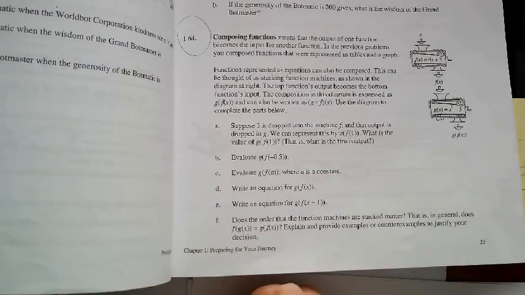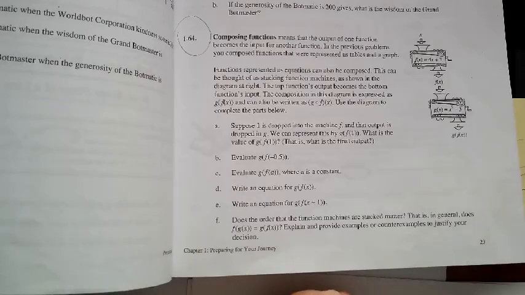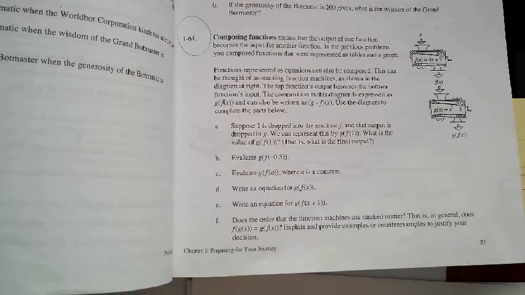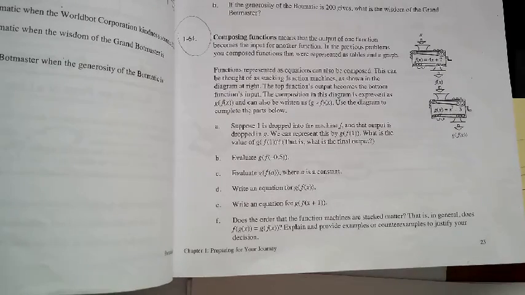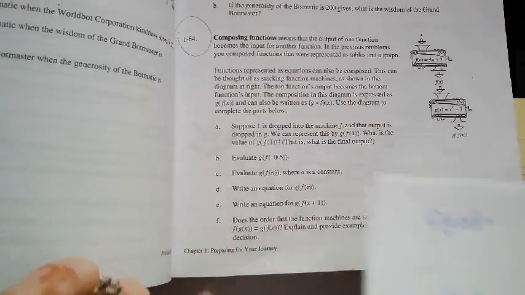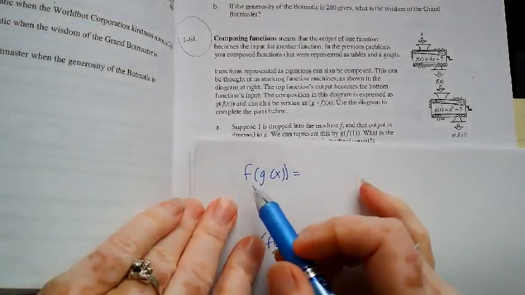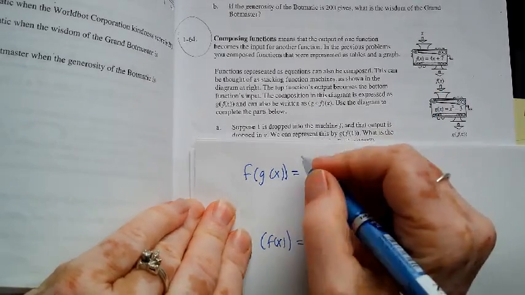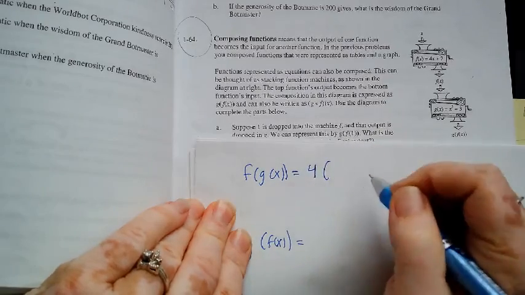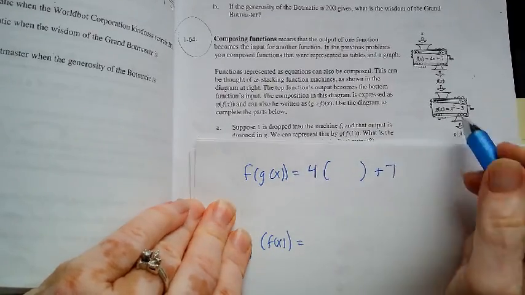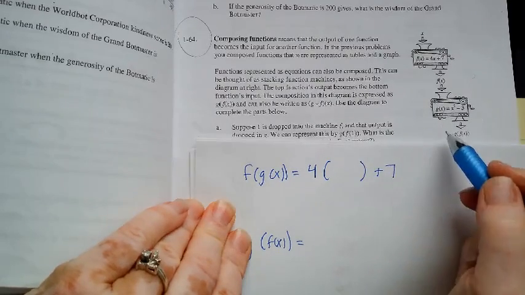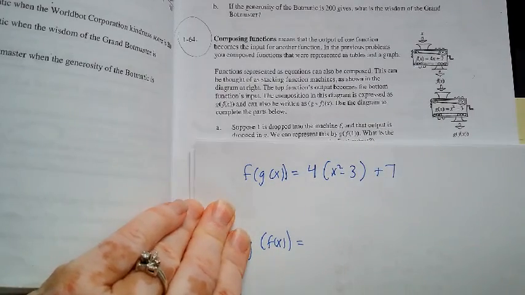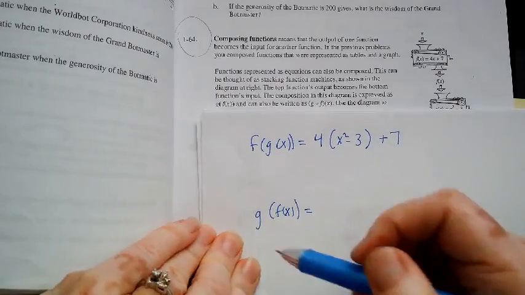So f of g of x, and then g of f. I know you can't see it yet. I'll have to move some things around so you'll be able to see. Okay, so f of g of x. If I want f of g of x, that means I have to plug g of x into f of x. So I'm going to write f of x, which is 4 times x plus 7, and I have to plug g of x in there. So g of x is x squared minus 3. And they're saying, is that the same as g of f of x?